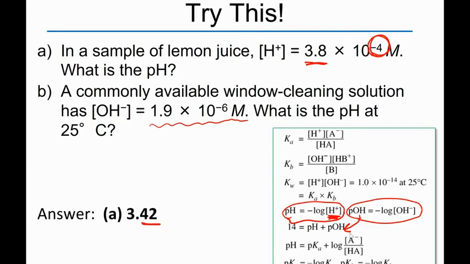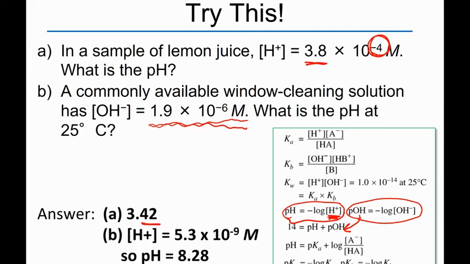First of all, one of the things you should have asked yourself is, with that concentration of hydroxide ion, would I expect the pH to be above 7 or below 7? With a concentration of 1.9 times 10 to the negative 6, that's a fairly high concentration of hydroxide ion. It's definitely not neutral. And I would expect the pH to be a little bit higher because of that higher concentration of OH ion. And so we get a pH of about 8.28.